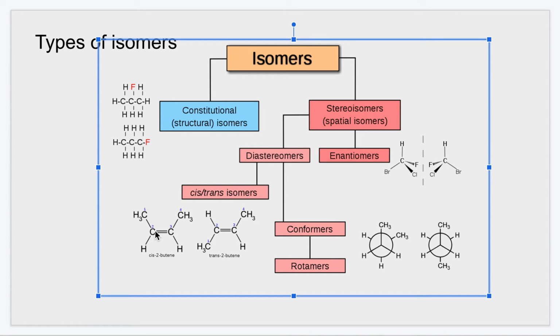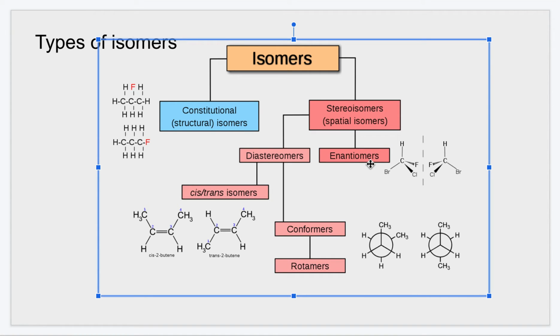These carbons right here are double bonded to each other, and they have these other atoms branching off. So we have a cis isomer, which is an isomer with the same atoms on the same side. So these hydrogens are on the same side of the double bond. And then we have trans, which is the atoms on different sides or across from each other. So hydrogen here and hydrogen here. We'll go more into this. I'm kind of over-explaining right now, but we'll go more into that.